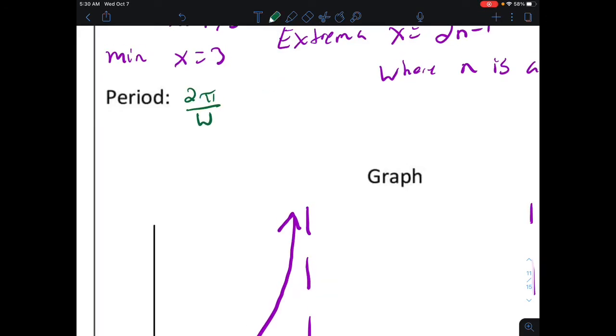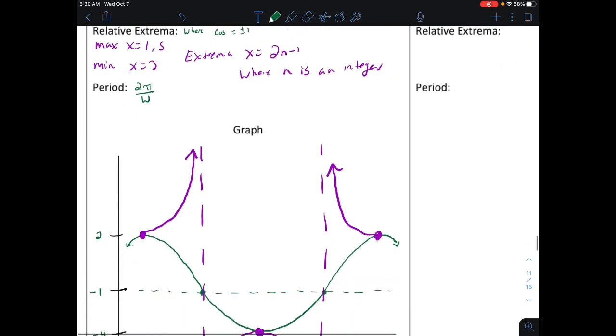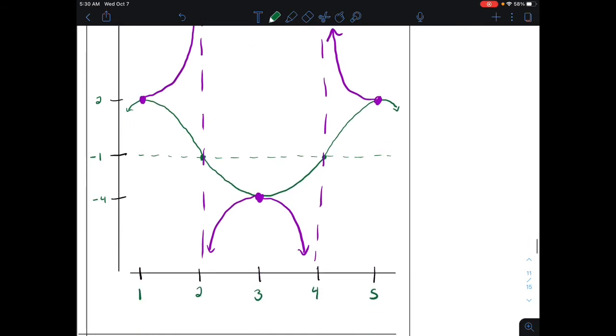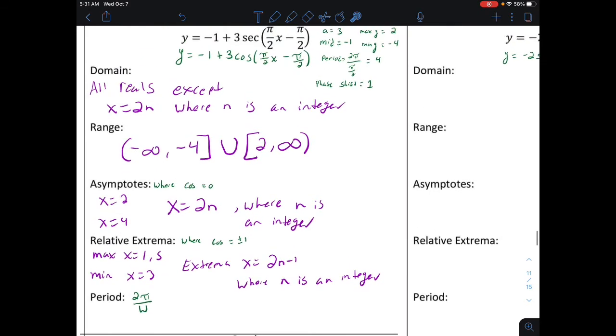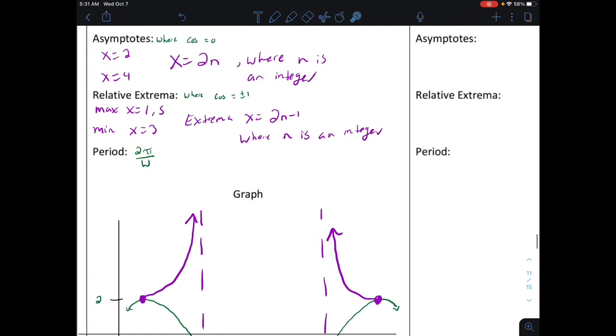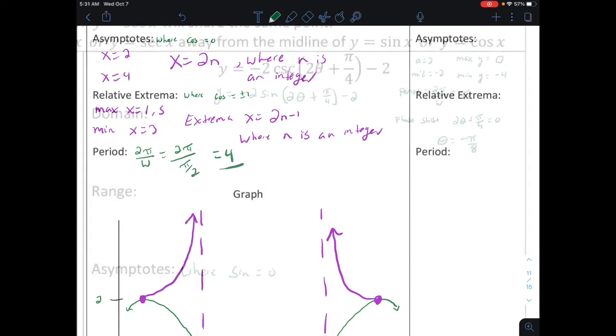And the last thing to do is to talk about what the period is. So start to finish of this wave here, between two peaks, is 4 units. Now another way to get that is, remember the period of secant, just like the period of cosine, is 2 pi divided by w, where w is pi over 2. So I could have 2 pi divided by pi over 2, skip, change, flip, start to finish 4 units.